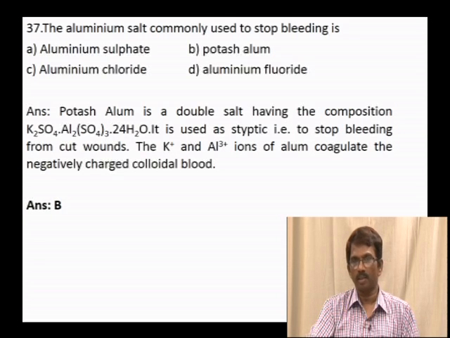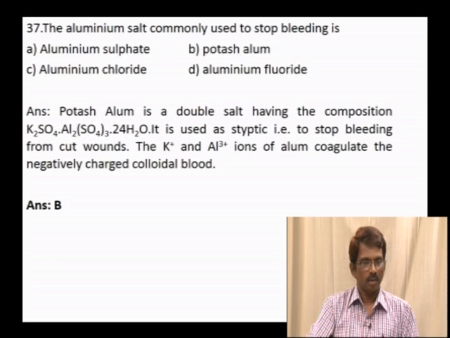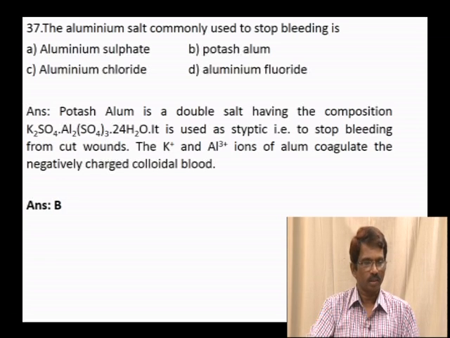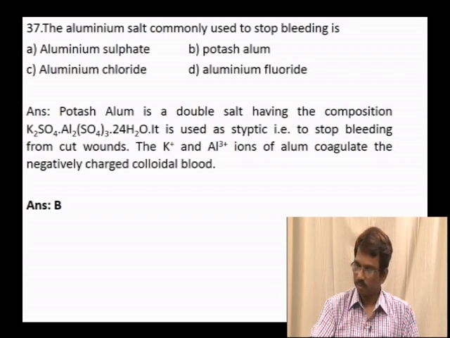that means to say to stop bleeding from cut wounds. So the potassium and aluminum ions present in the potash alum coagulate the negatively charged blood particles and stop further bleeding of the blood, and that kind of action is called styptic action, and the potash alum is normally employed for that purpose, and hence the correct option is option B.